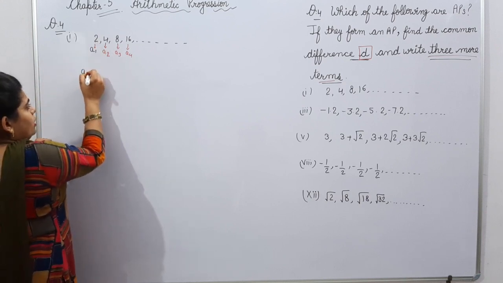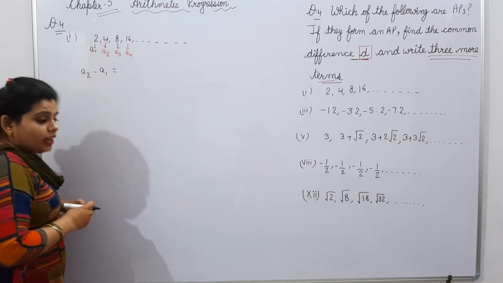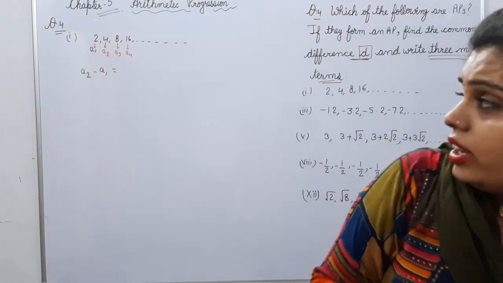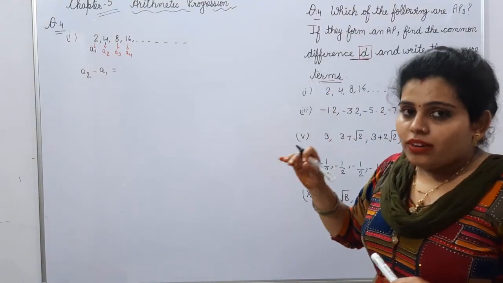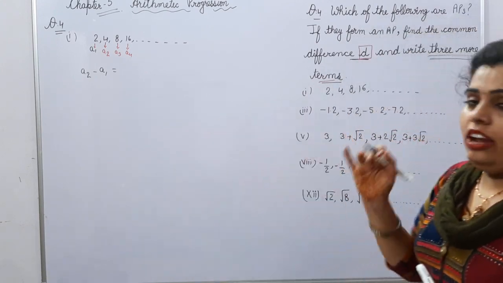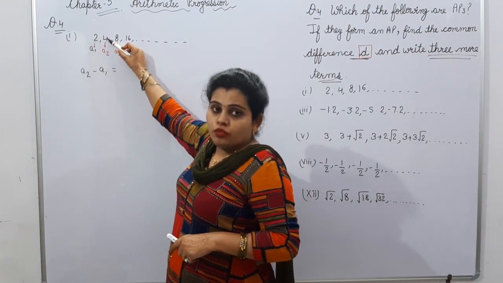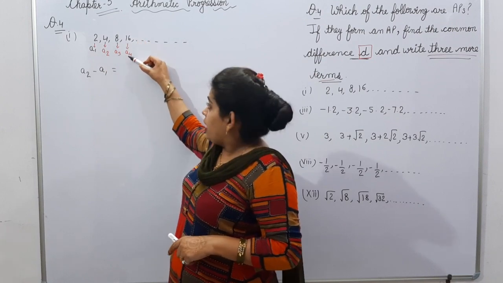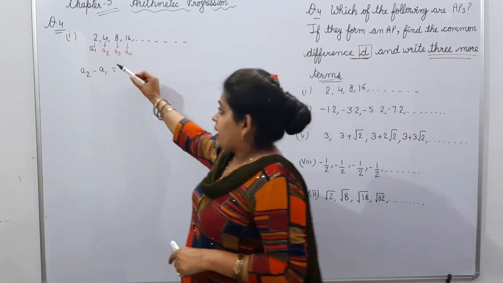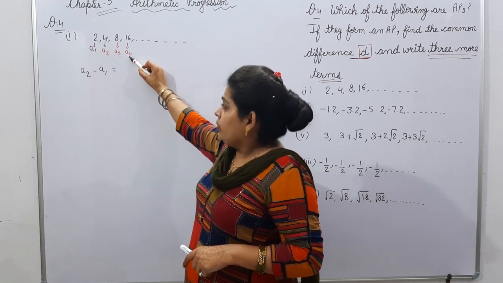So how will we find A2 minus A1? हमें D find out करना है. D को find out करने के लिए हम क्या करेंगे? 2 consecutive terms का difference find out करेंगे. यहाँ हमें 4 terms given हैं and we represent these 4 terms by A1, A2, A3 and A4. Now A1 is 2, A2 is 4, A3 is 8, A4 is 16. Now we will find the difference by subtracting A1 from A2, A2 from A3 and A3 from A4.